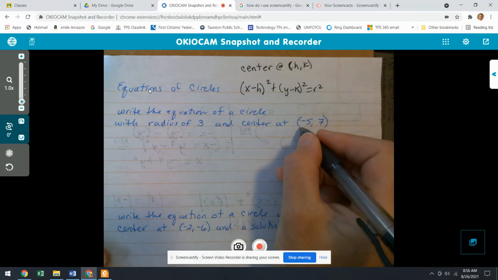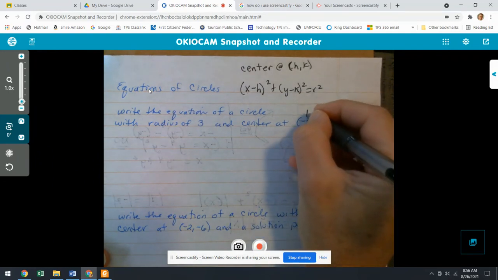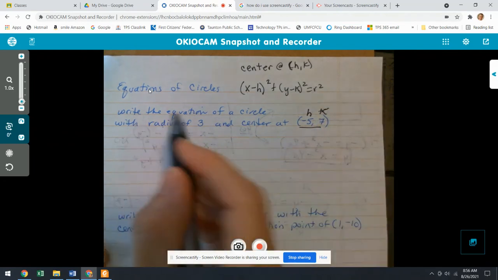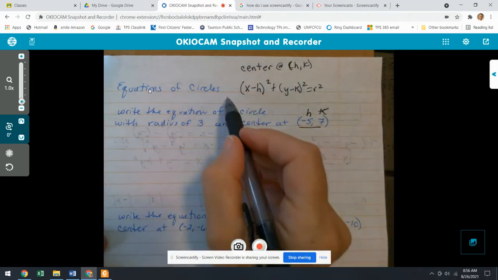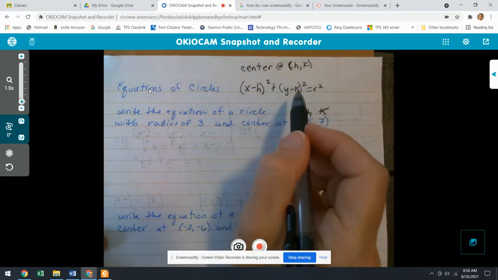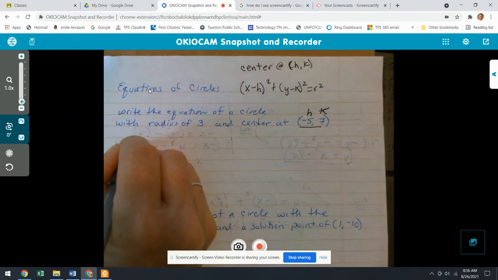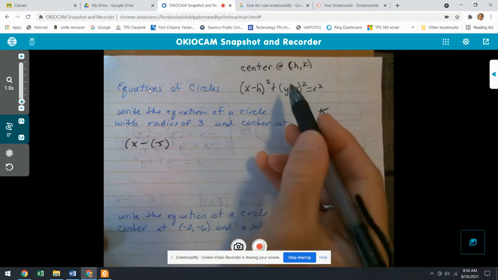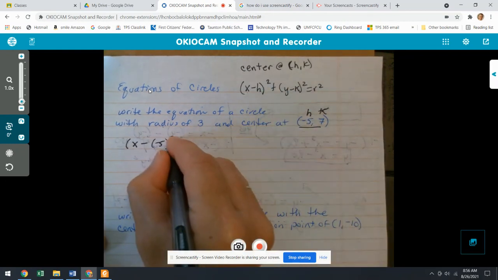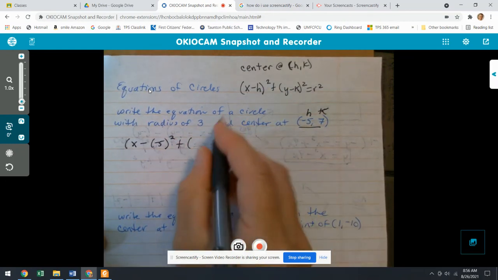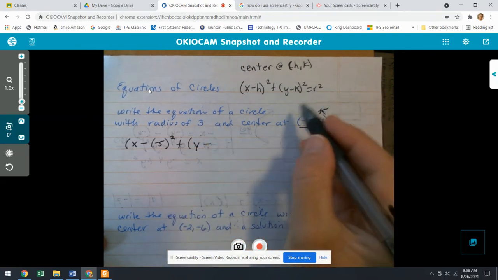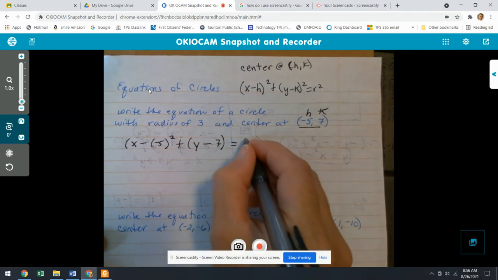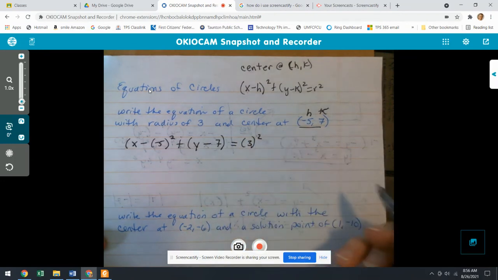Okay, so if we know that this is the center, this is our h, and this is our k. I'll do this one out in a little bit more detail than I normally would, but that's okay. So I'm going to copy this and put in values wherever I do. So it's going to be x minus, our h value is -5. Copy the squaring, copy the plus, copy the open parentheses, y minus, the k value is 7, equals, and the radius is 3. So we'll have to square that.